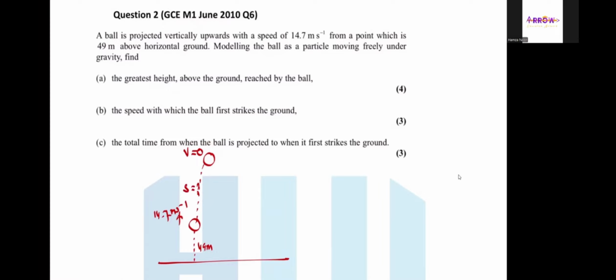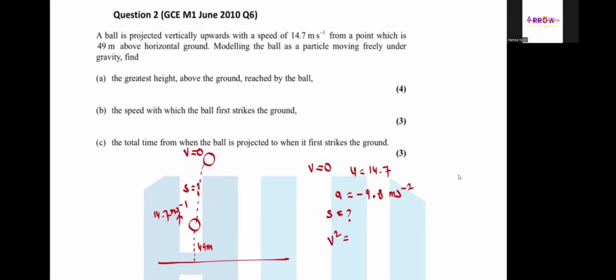So distance and displacement will remain same. So V is equal to 0. U is 14.7. Acceleration will be taken as minus g, which is minus 9.8. This is basically the acceleration due to gravity. And we need to find the value of S.